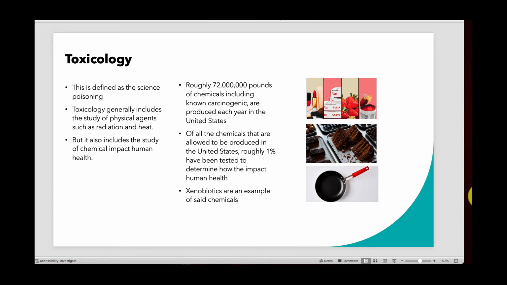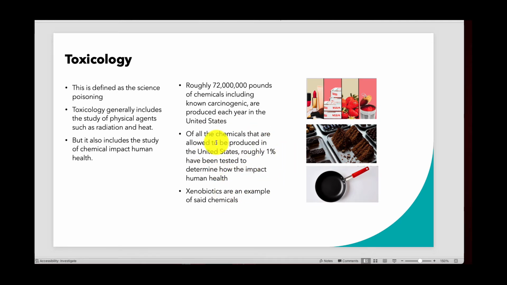So this toxicology generally includes studies of physical agents such as radiation and heat, but it also includes the study of chemicals on human health. And this was profound. I found this and I wanted to show this to you. Roughly 70 to 100,000 pounds of chemicals, including known carcinogenics, are produced each year in the United States. And look at this, of all the chemicals that are allowed to be produced in the United States, roughly 1% have been tested to determine how they impact human health.